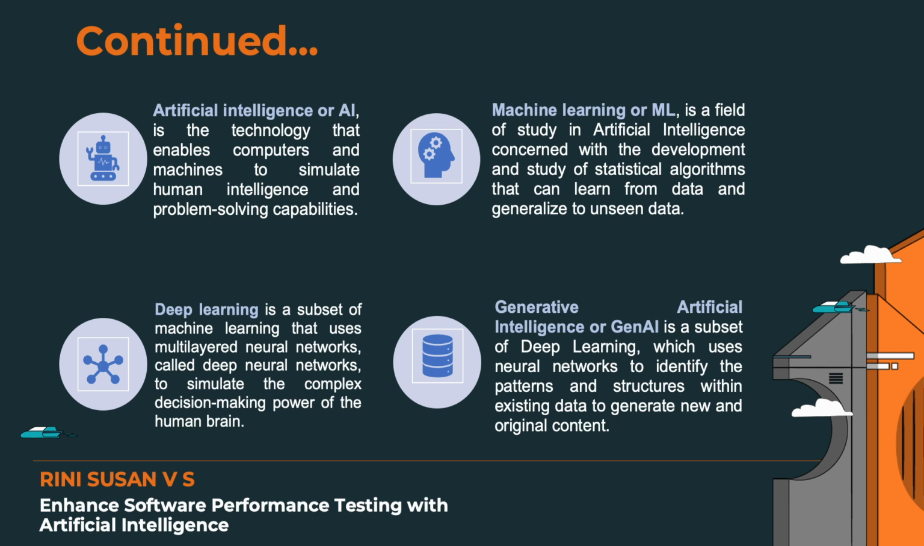In deep learning, you hear about convolutional neural networks, all those things, and the major uses come in natural language processing. Then generative AI is a subset of deep learning. Here it uses these neural networks, studies the data, identifies the patterns and structures, and generates new data based on the existing data and the patterns it has learned.